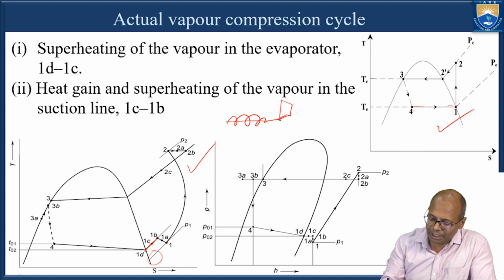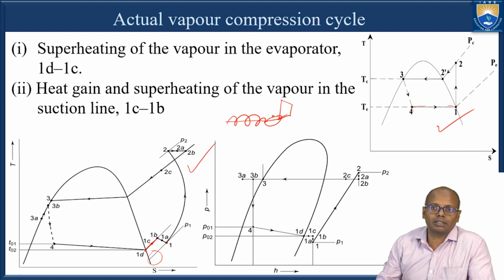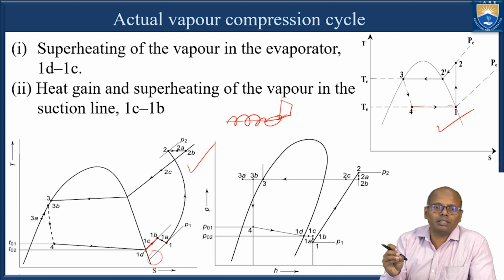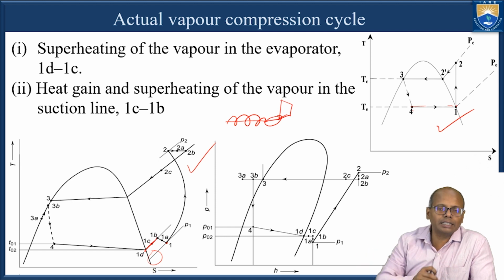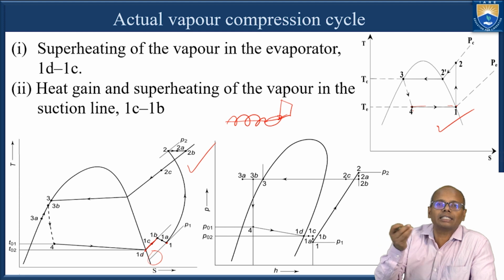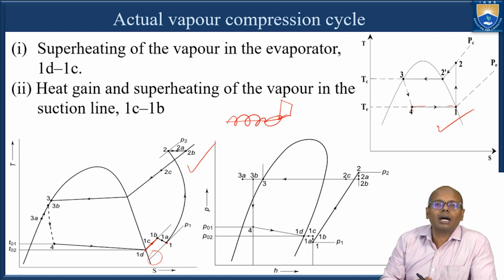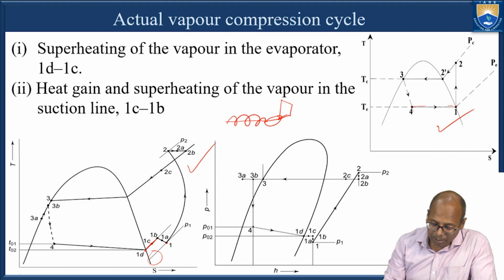So from evaporator to compressor, there is one line. There is a pipeline connected. In this pipeline, because of the existing hotter conditions, heat is given to the vapor, and because of that heat addition, the temperature of the vapor is getting increased further.